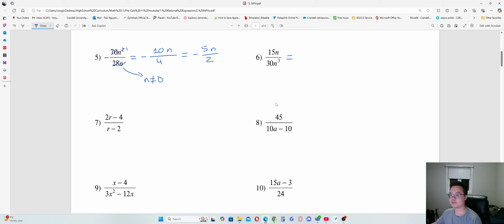Next, I have 15 over 30. I can divide both by 15 because 15 times 2 gives me 30. So I will have 1 over 2. The n cancels out on the bottom because it has the lowest degree, which is 1. 3 minus 1 gives me 2. So I have n to the power 2, so I have 1/2 of n squared. Then my n cannot be equal to 0.